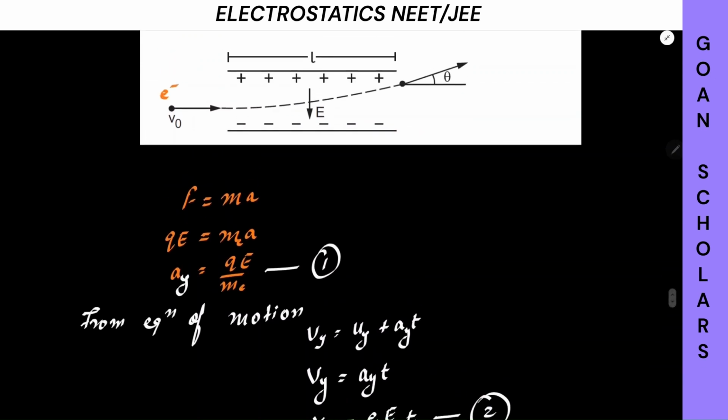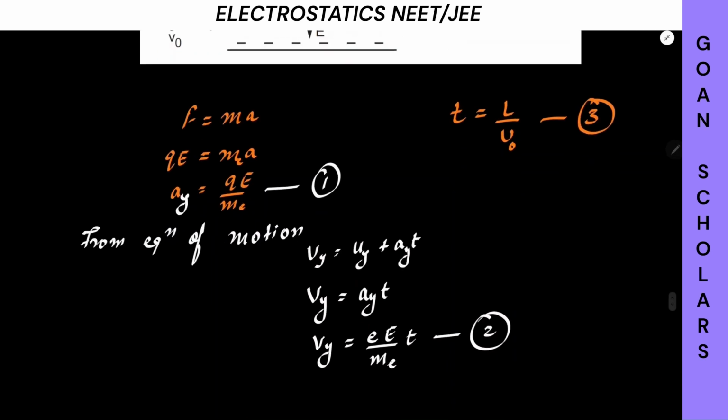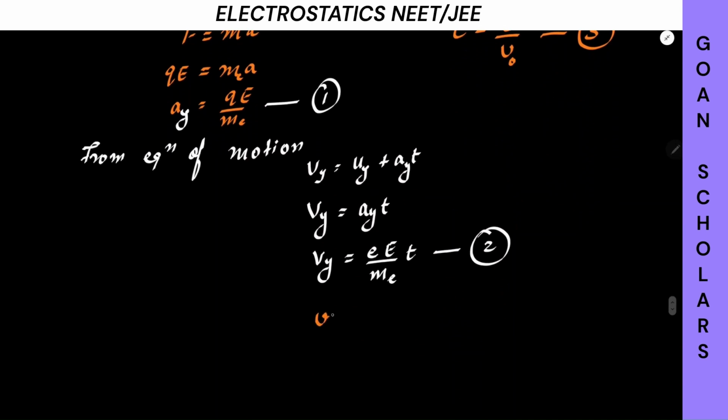Now we know how much time it will take for the electron to go between these plates, from this point to this point. Time equals distance upon speed, right? L upon v0, the initial velocity with which it is projected. This is our equation number 3. Let's substitute here. So Vy will be equal to E by ME, and time is length upon speed v0. This is our equation number 4, correct?